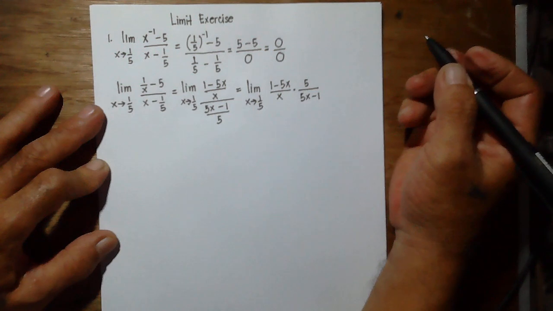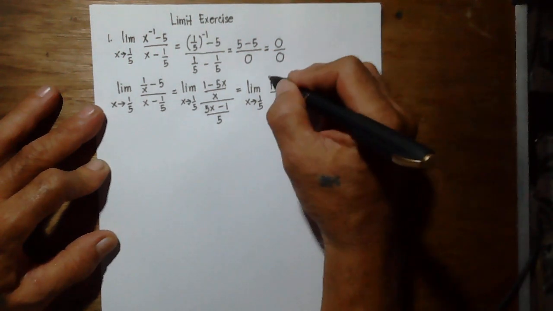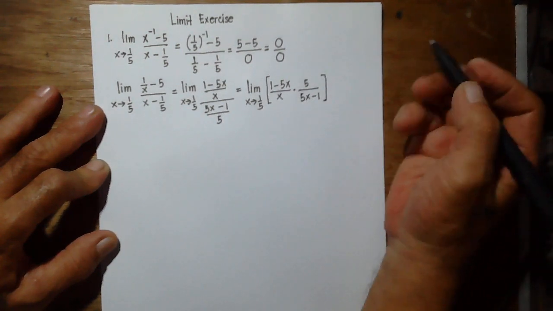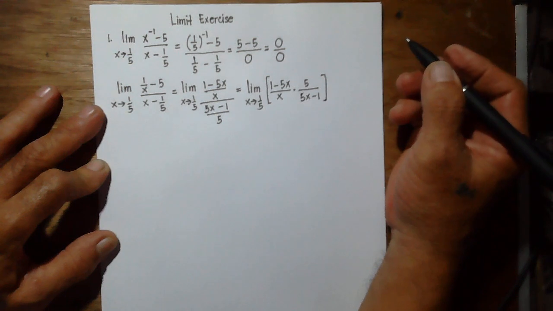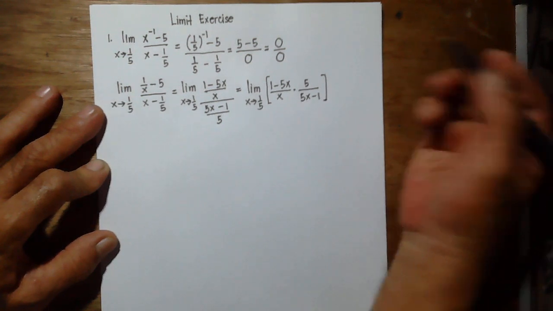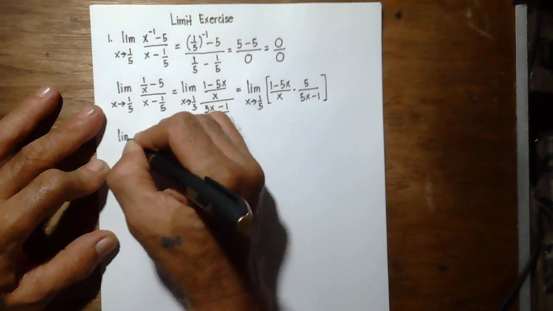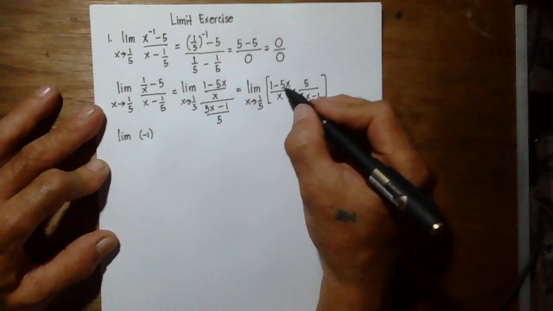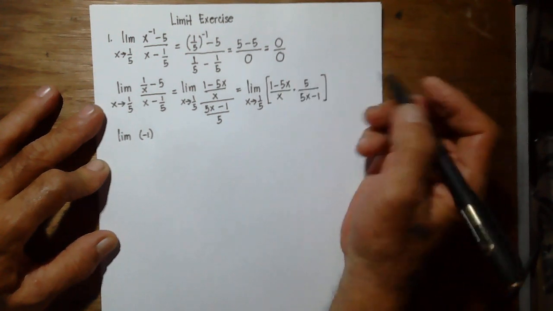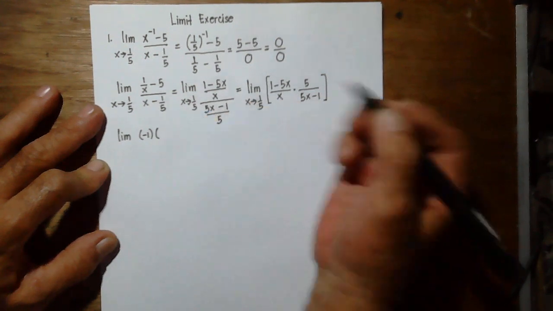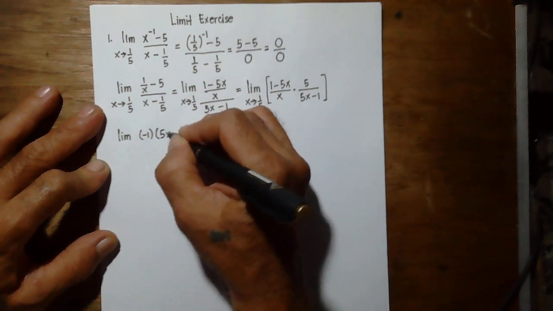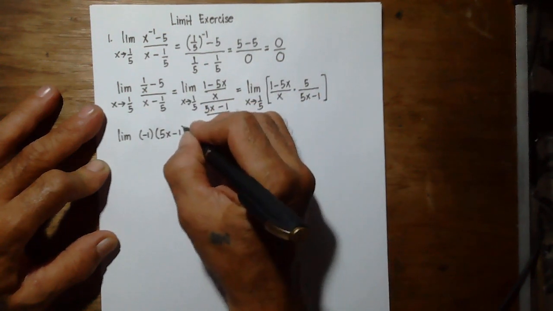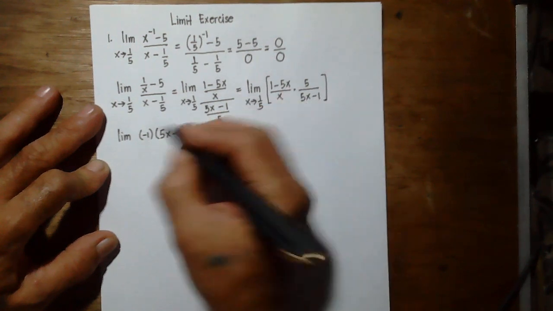Now, here we can see that we can actually cancel these two terms, provided that we multiply one of them by negative 1. So we multiply the numerator by negative 1. Negative 5x times negative 1 will give us a positive 5x. Positive 1 times negative 1 will give us a minus 1. Again, that is times 5.